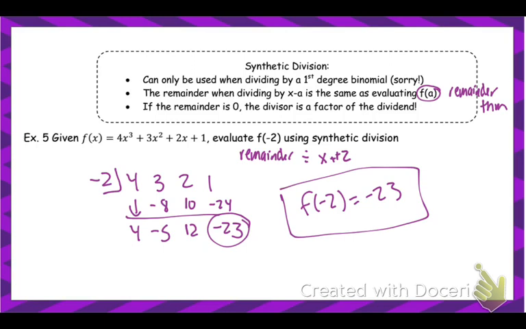Now the reason this is helpful for us is if we get a remainder of 0. If we get a remainder of 0, that means that f of that number is equal to 0. That means that that number is a 0, which means that x minus that number is a factor of that polynomial. And that's what's going to be really important for us.